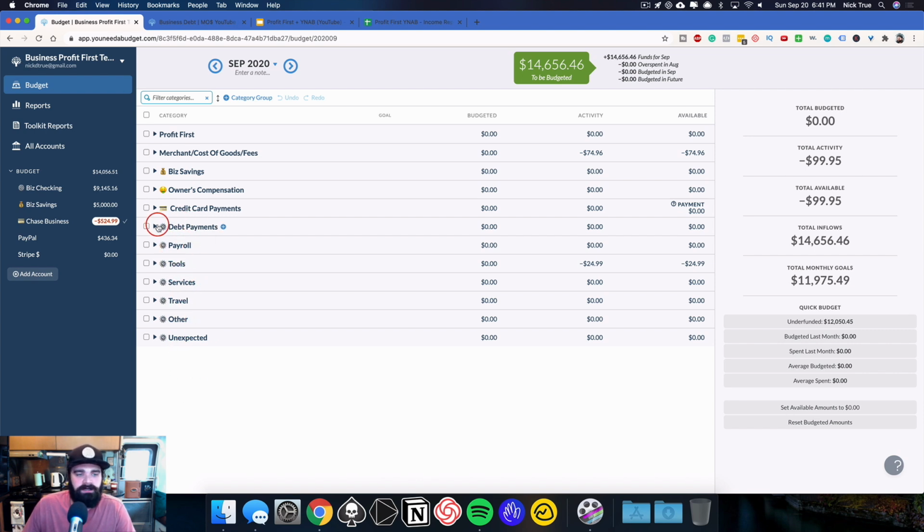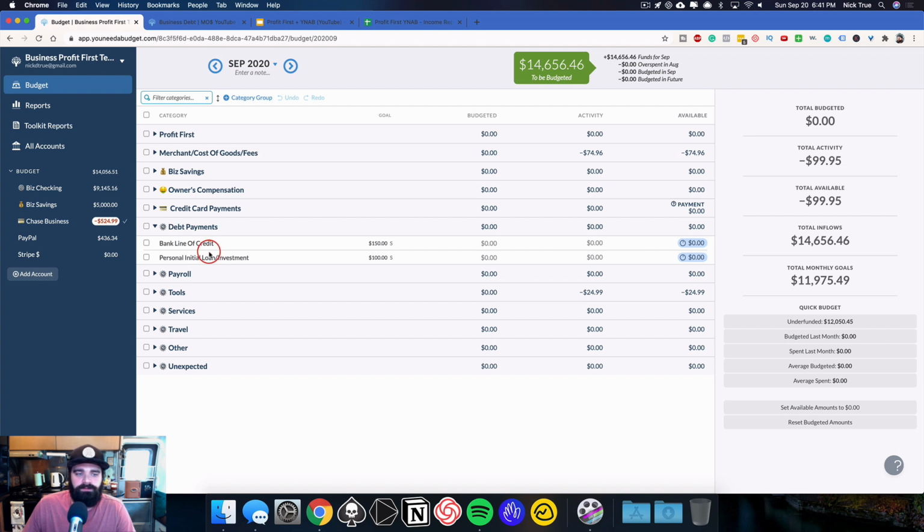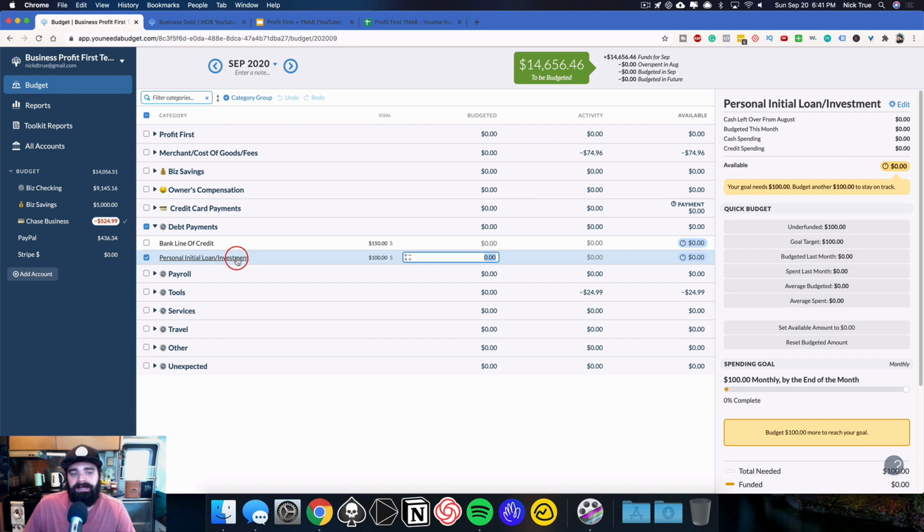Now, the way I've done OPEX is I have a debt payment group. This is for tracking any debt that I'm trying to pay down. Maybe it's other credit cards I'm not actively using. It could be a line of credit from a bank, or it could be even paying myself back for my initial investment into the company. I track that separate from owner's compensation for actually doing the work because I may have borrowed money from myself to start the company.